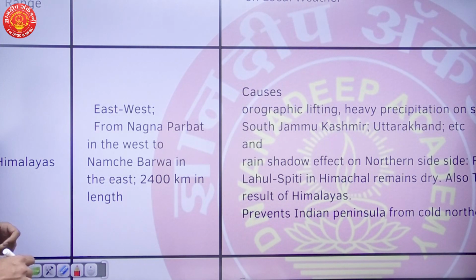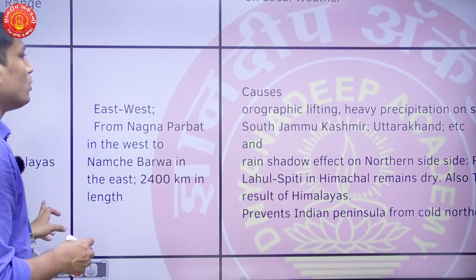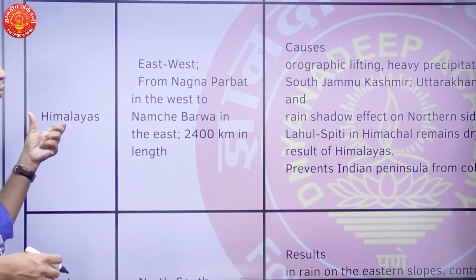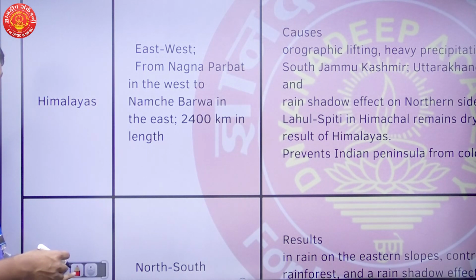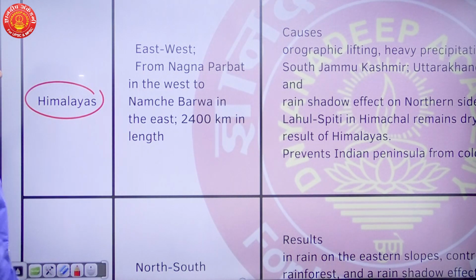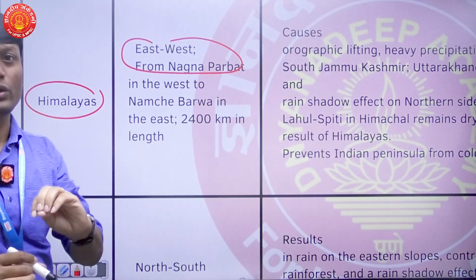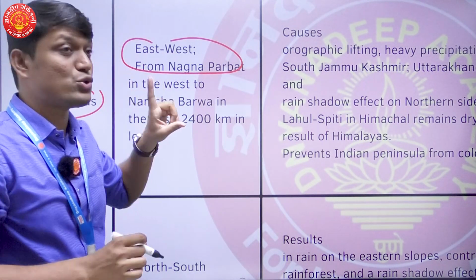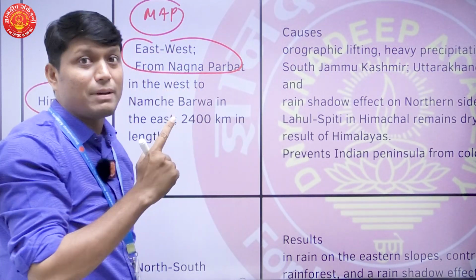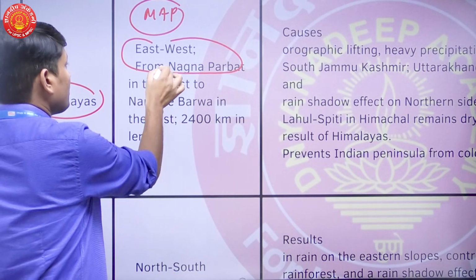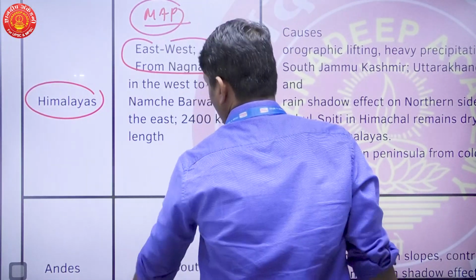Now, when it comes to the impact on local weather or local climate, you have to go one by one. In this case, you can see I am mentioning the Himalayas. I have shown the alignment of the Himalayas. Merely writing the alignment is not sufficient. Time and again I will repeat, do draw maps. Mention all these details on the map as well.